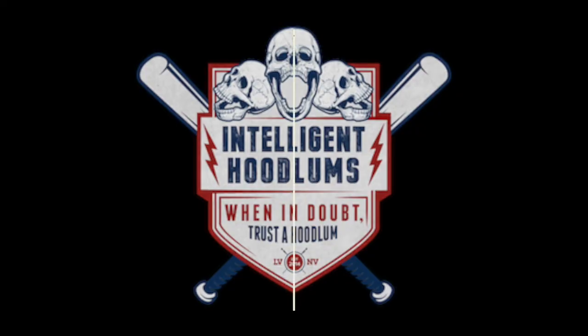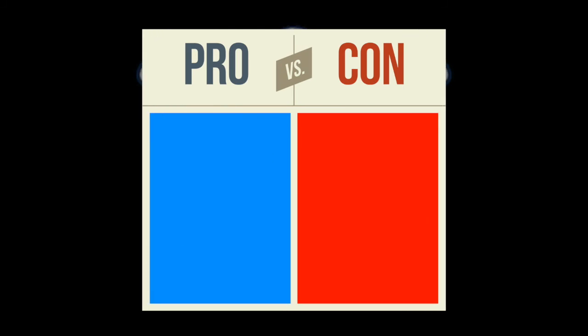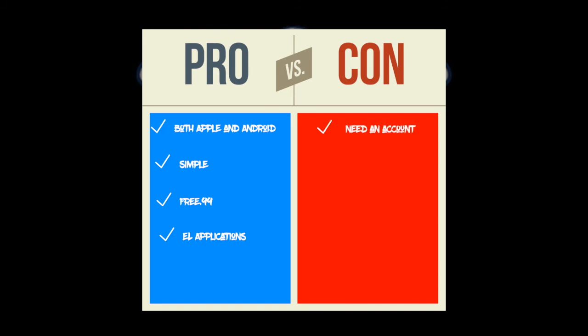So what's the verdict? I think the pros: it's both an Android and an Apple app, so it'll work on your iPhone, your iPad, as well as Android devices. It's relatively simple to use. It's free. It's great for EL learners. In terms of the cons, you have to create an account, so you would have to have an email address in order to use the app. And there have been a couple of syncing issues I've noticed, but it's a relatively new app, and it's free, so I can't complain too much.